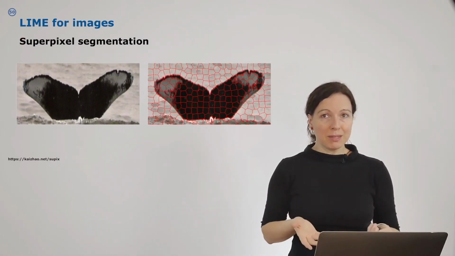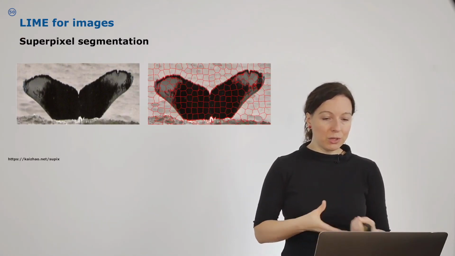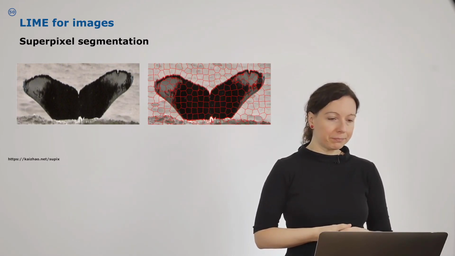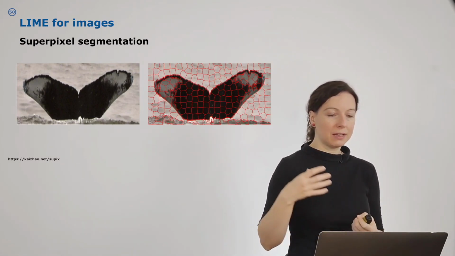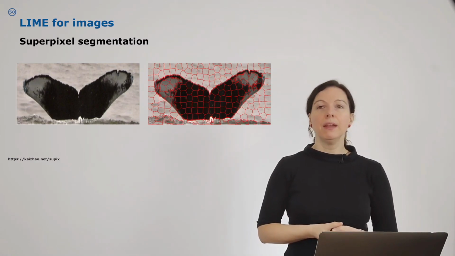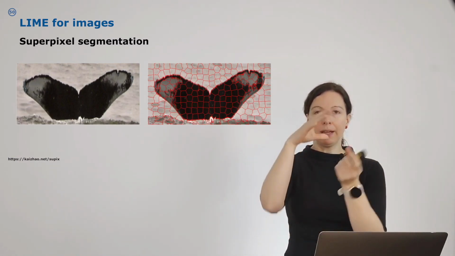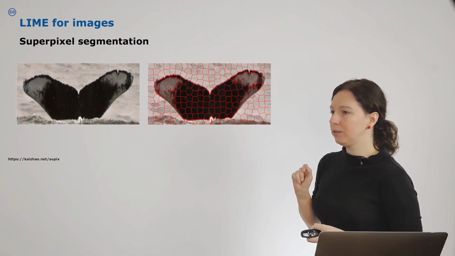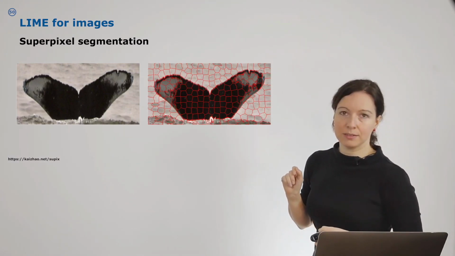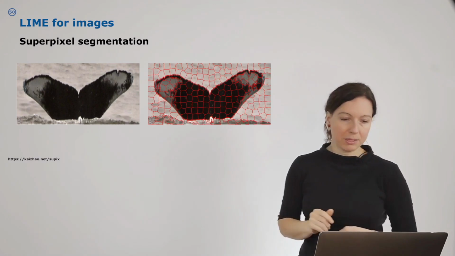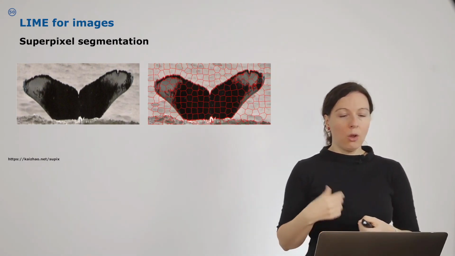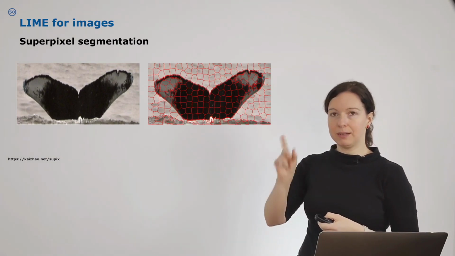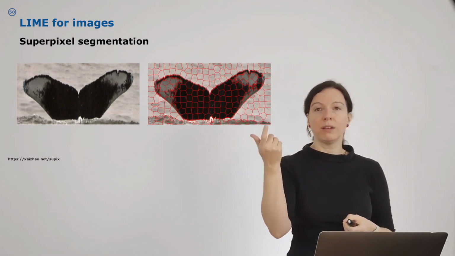But we work with images. So what to do now for images? You need to somehow perturb your samples. What we use for this is superpixel segmentation. So superpixels are compact segments in an image, and here you see one such example of a superpixel segmentation. The important part here is that one superpixel in this image is treated as one feature.